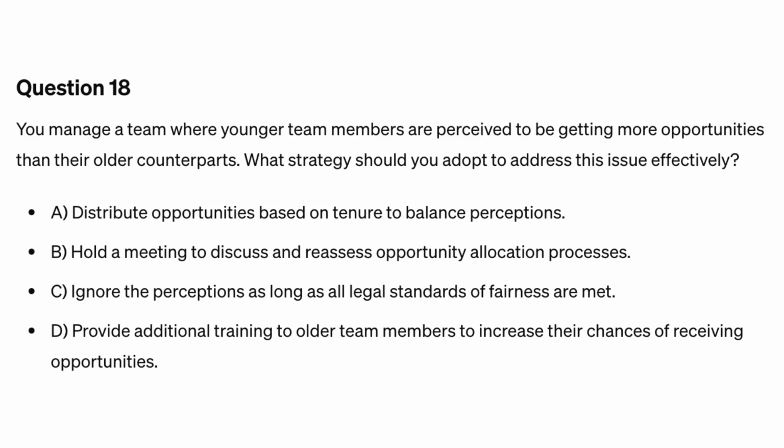Question 18. You manage a team where younger team members are perceived to be getting more opportunities than their older counterparts. What strategy should you adopt to address this issue effectively? A. Distribute opportunities based on tenure to balance perceptions. B. Hold a meeting to discuss and reassess opportunity allocation processes. C. Ignore the perceptions as long as all legal standards of fairness are met. D. Provide additional training to older team members to increase their chances of receiving opportunities.